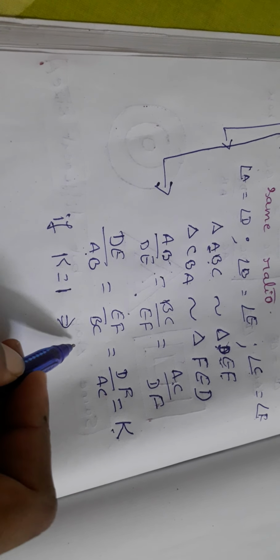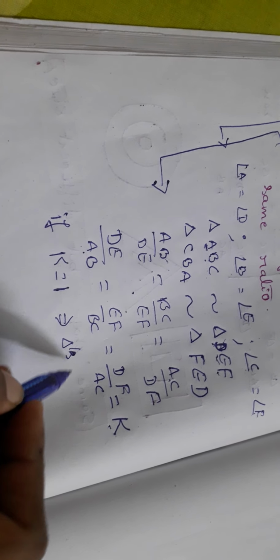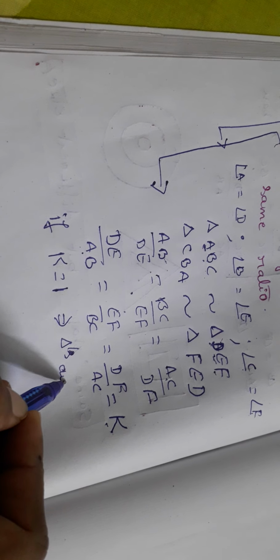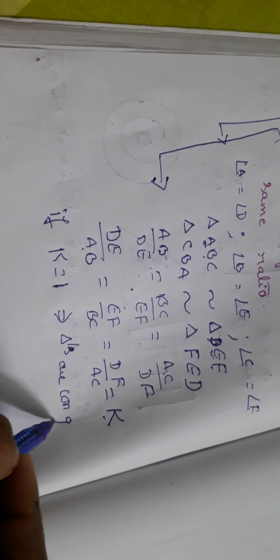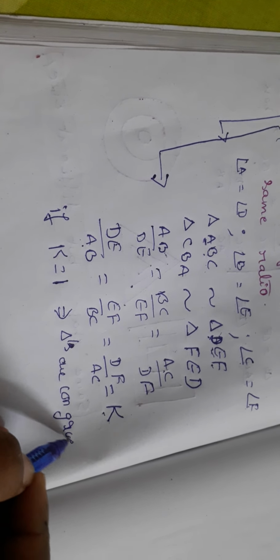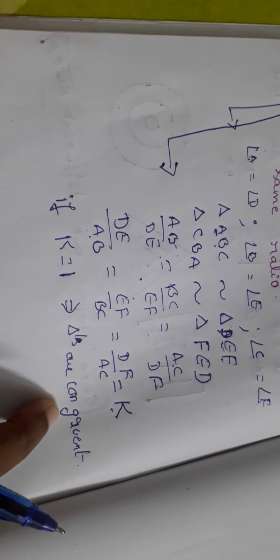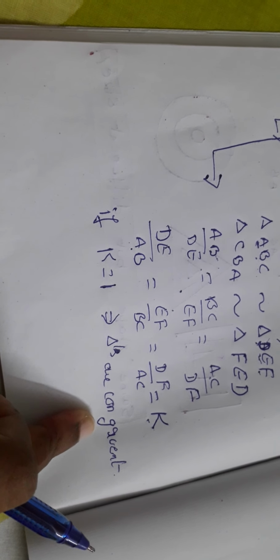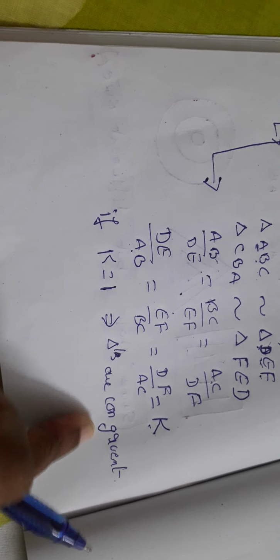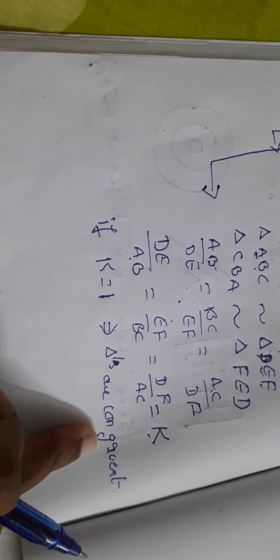This implies the triangles are congruent. In your earlier classes only you have learned this. When do we say that two triangles are congruent? When they are of similar size and shape also. They are of the same size and same shape, then we call them congruent. That means if K is equal to 1, triangles become congruent.